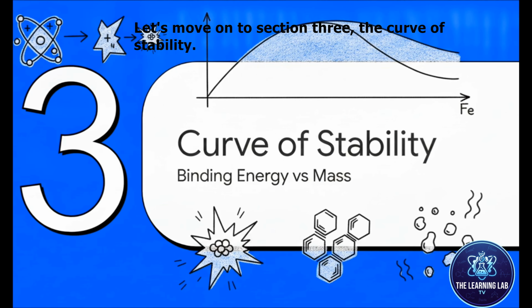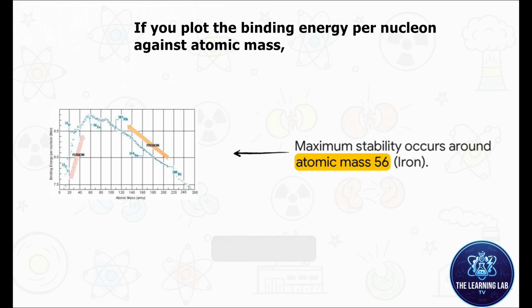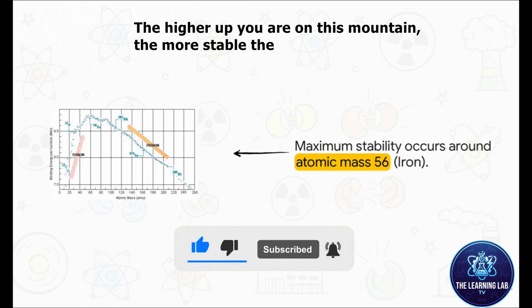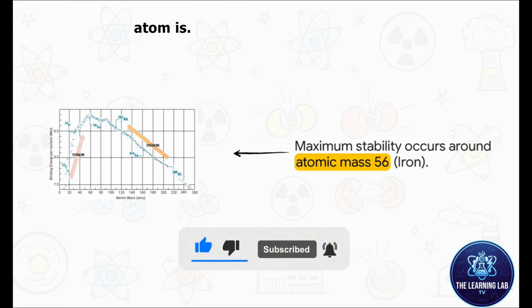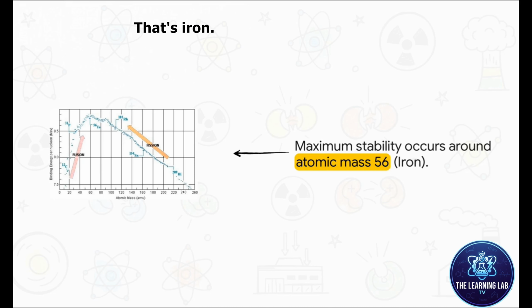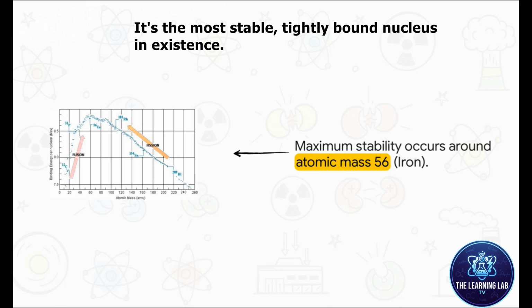Let's move on to section 3, the curve of stability. So that incredible binding energy actually dictates a sort of cosmic roadmap. If you plot the binding energy per nucleon against atomic mass, it reveals this clear mountain of stability. The higher up you are on this mountain, the more stable the atom is. Notice where the absolute peak is, right around atomic mass 56. That's iron. What this tells us is that all atoms naturally want to be like iron. It's the most stable, tightly bound nucleus in existence.